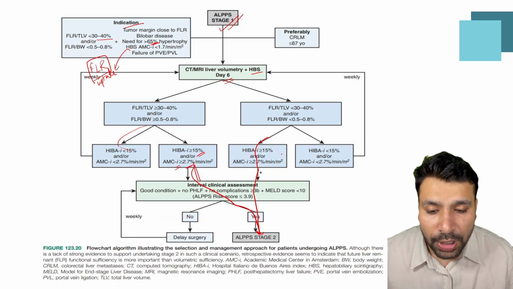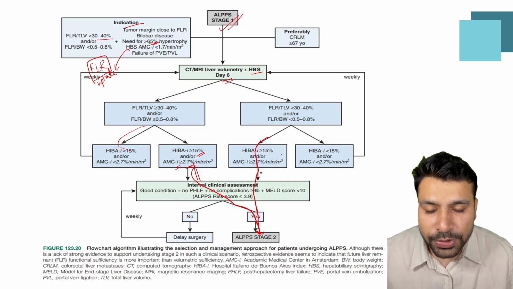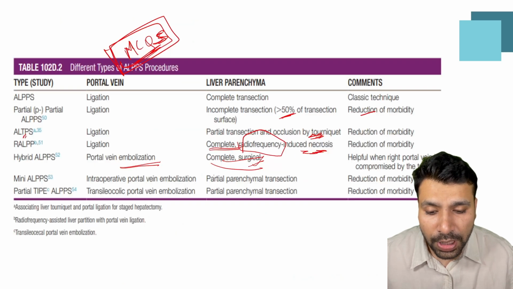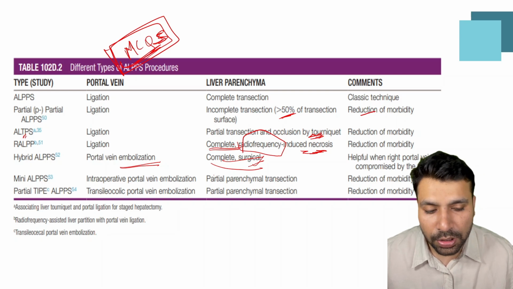Hybrid ALPPS, we don't do ligation, we do embolization. And the parenchymal transection is completely done with surgery, not by radiofrequency. Mini ALPPS, hybrid, mini, partial, these are all confusing. Mini ALPPS is very mini, even minier than partial. So it's only portal vein embolization, not ligation, with partial parenchymal transection. Trans-ileocolic type is trans-ileocolic portal vein embolization and partial parenchymal transection.